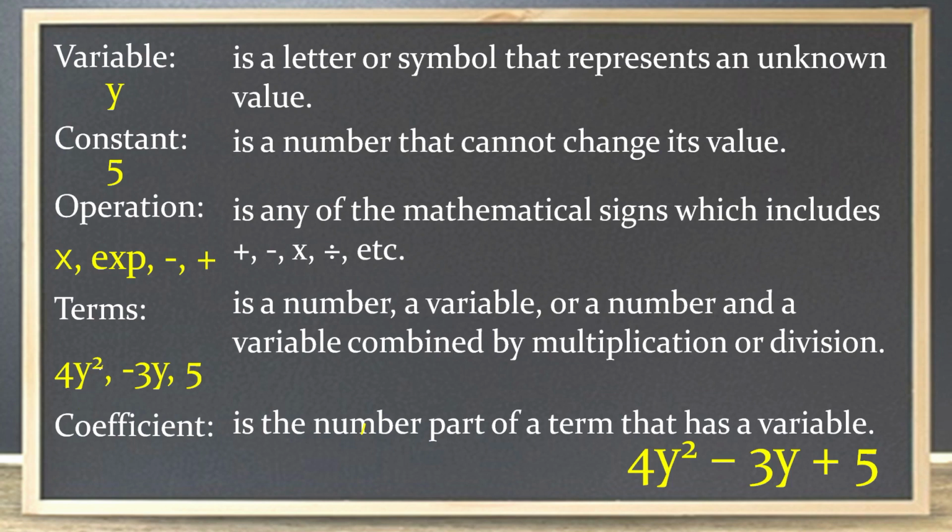Now, this 2 is a number, but this 2 only tells us how many times y is being multiplied. So we will not consider it to be a coefficient of this term. And so the coefficients in this expression will be 4 and minus 3.